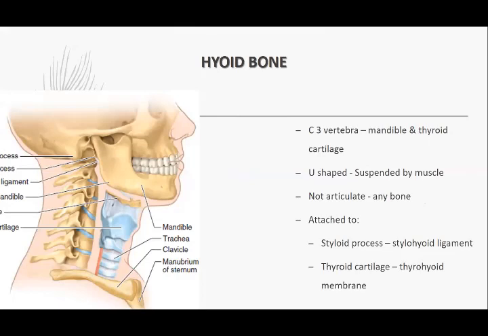One quick look at the hyoid bone. बहुत important bone है. At the level of third cervical vertebra, ठीक है? Between the mandible and the thyroid cartilage. और आपको पता है कि it's a U-shaped bone.